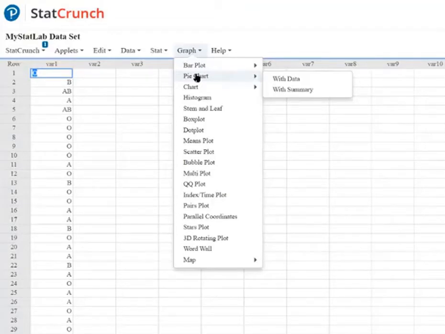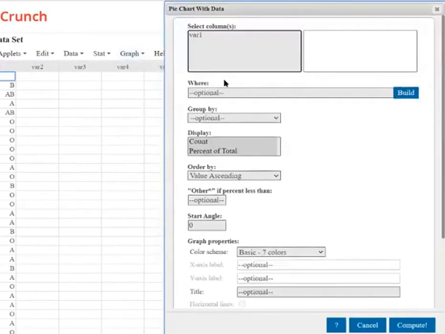In this case, I have data, as opposed to it's not already summarized in a frequency or relative frequency distribution. So I'm going to say data. Now I get this window, which is pretty much the same kind of window we had for the bar chart.